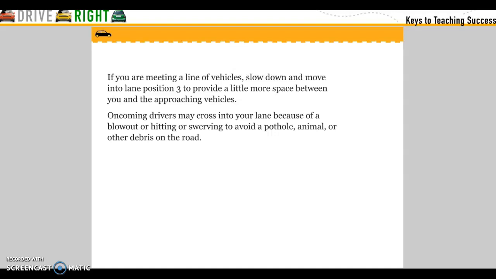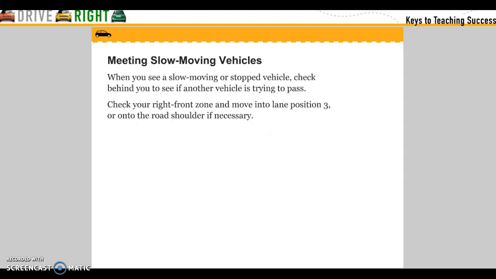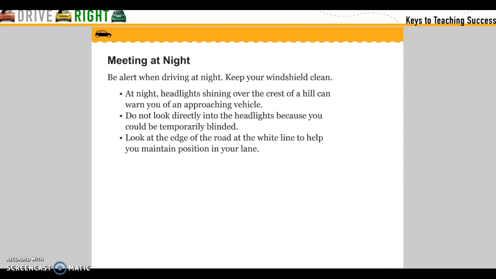Oncoming drivers may cross into your lane because of a blowout, or hitting or swerving to avoid a pothole, animal, or other debris on the road. Meeting slow-moving vehicles: when you see a slow-moving or stopped vehicle, check behind you to see if another vehicle is trying to pass. Check your right front zone and move into lane position 3 or into the road shoulder if necessary.